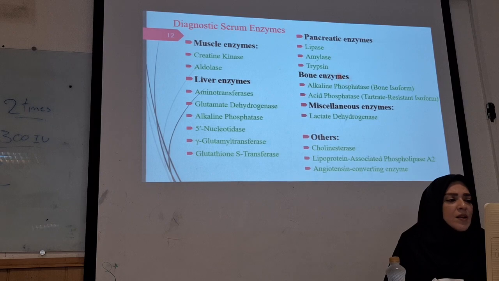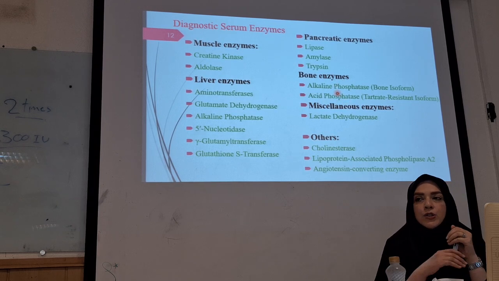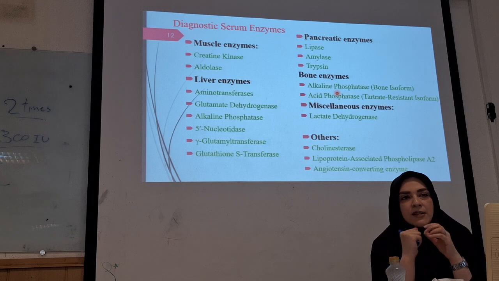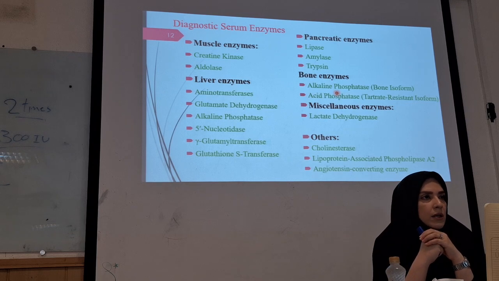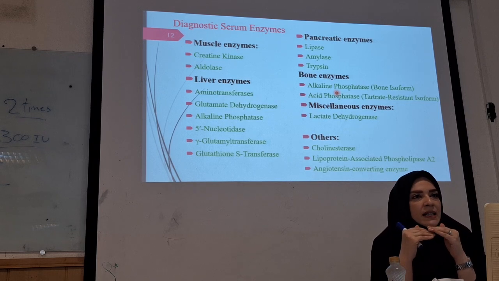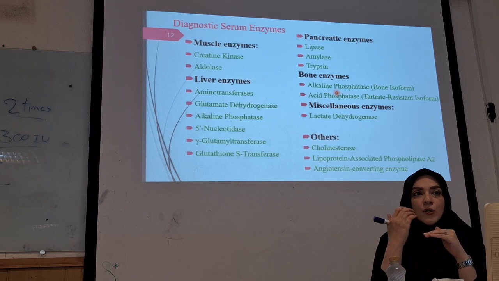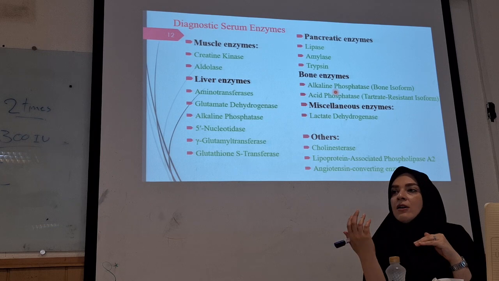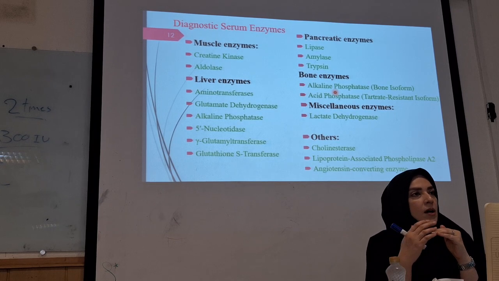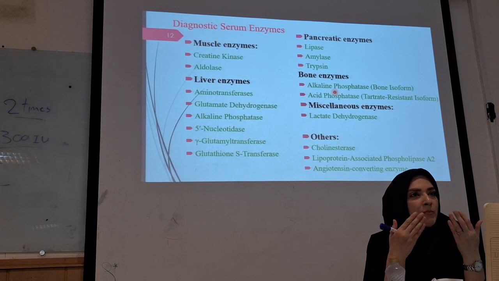And also we have some bone enzymes. For example, alkaline phosphatase and acid phosphatase. And each of them is specific. For example, do you know we have 2 specific cells in the bone? One of them participates in bone formation, another one in resorption. Osteoblast and osteoclast. Osteoblasts produce bone, they form bone.